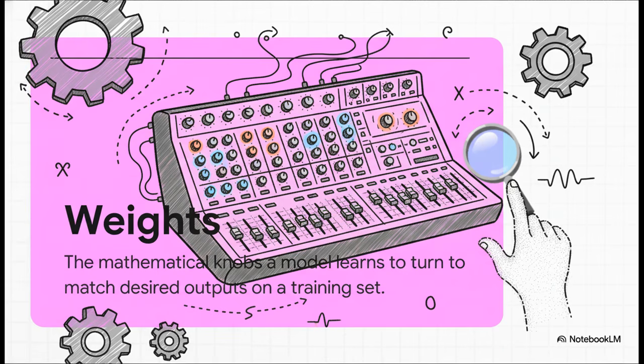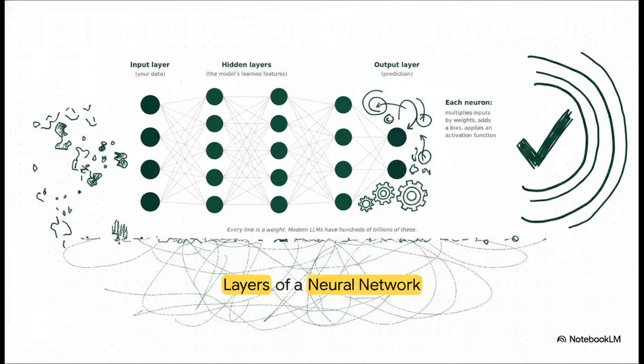So when you hear someone say a modern large language model has hundreds of billions of parameters, they just mean it has hundreds of billions of these single floating point numbers. Training, in a nutshell, is just turning those knobs over and over until the model's output perfectly matches what we want. Basically, a neural network is set up like a digital assembly line.